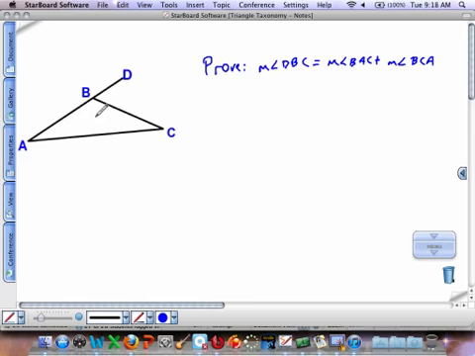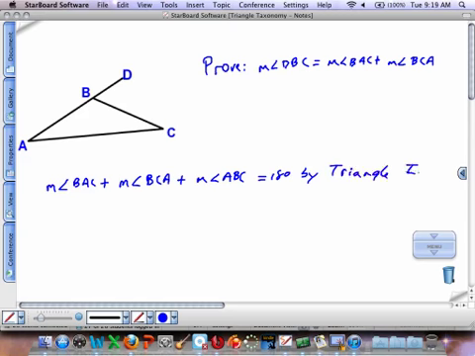Okay, now earlier today, what did we already learn about angles A, B, and C? They add up to 180. Why is that, Sam? Because what shape is ABC? A triangle. Alright, so the measure of angle BAC plus the measure of angle BCA plus the measure of angle ABC equals 180 by the triangle interior sum theorem. The sum of the angles adds up to 180.